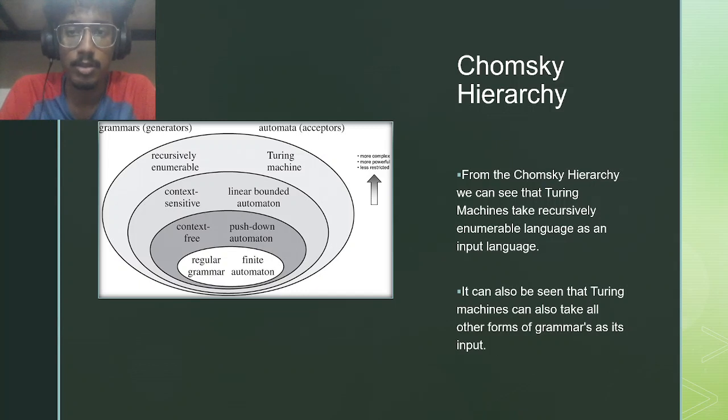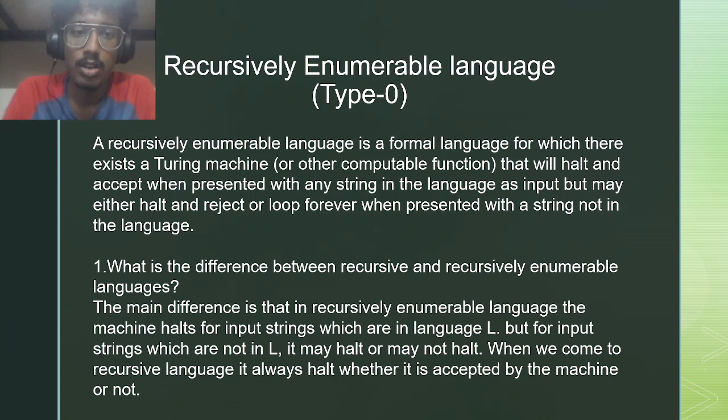As we can see from the Chomsky hierarchy, Turing machines take recursively enumerable languages as input languages, along with other forms of grammar, such as linear bounded automata, pushdown automata, and finite automata. So, what are recursively enumerable languages?